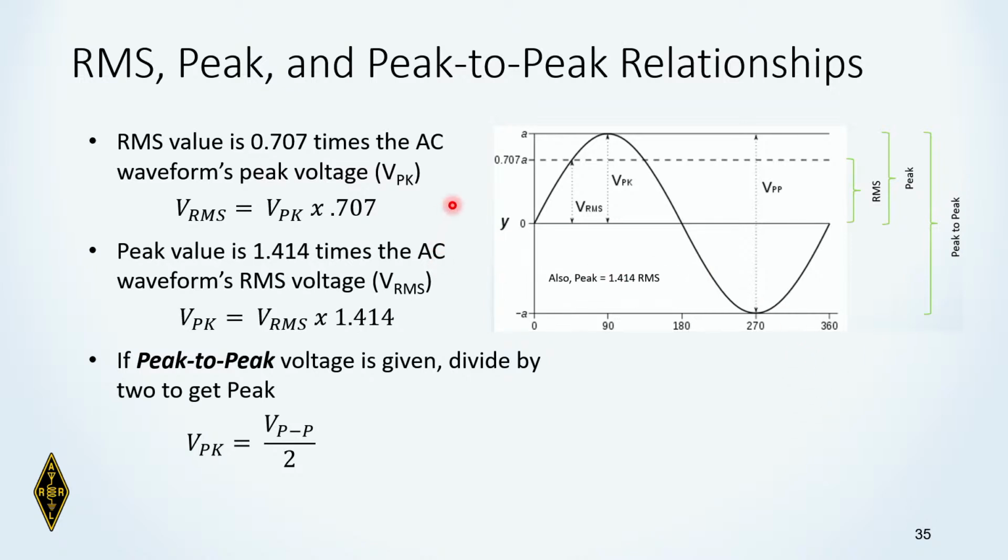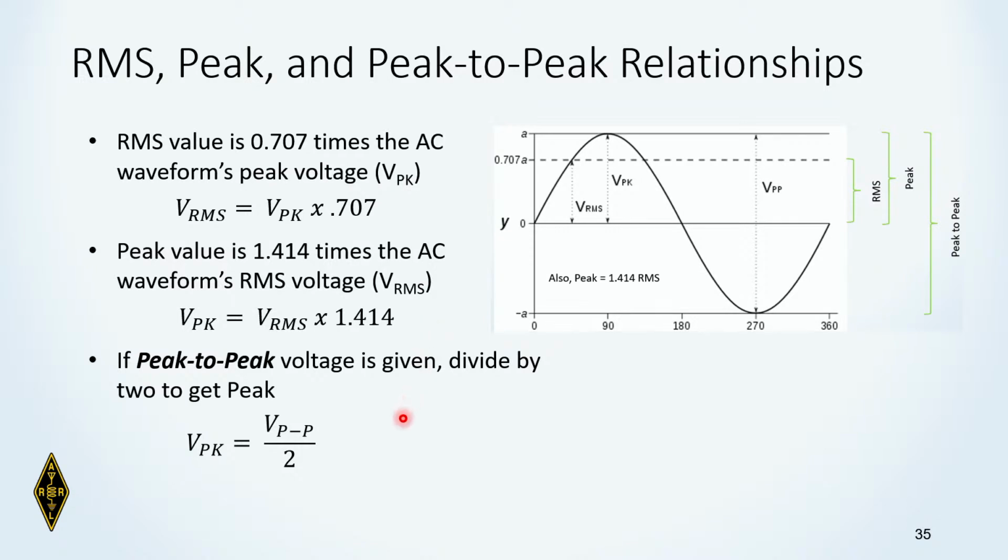So another slide, this is just showing the relationships. You might feel like I'm really belaboring this, but it's going to come into play a few slides down the road when we consider peak envelope power in transmitter ratings. So RMS value is 0.707 times the AC waveform's peak voltage, just a slightly different way of saying it mathematically. The peak value is 1.414 times the AC waveform's RMS voltage. And I believe these two formulas are on your general class reference sheet.